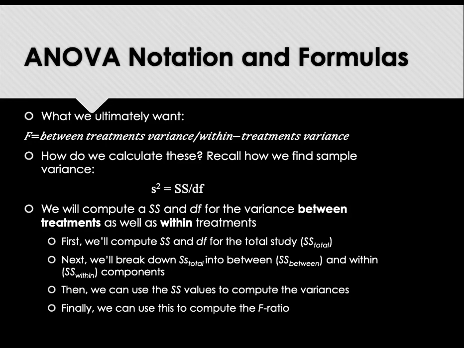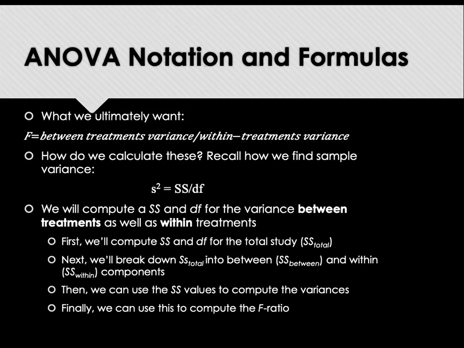And then we can use those sum of squares values to compute the variance, right? And once we have variance, we can calculate F. Okay, so for between treatments variance, we're going to need sum of squares between and degrees of freedom between treatments. And then for within treatments variance, the denominator of the F value, we're going to need variance within. And for that, we're going to need sum of squares within treatment and degrees of freedom within treatment.